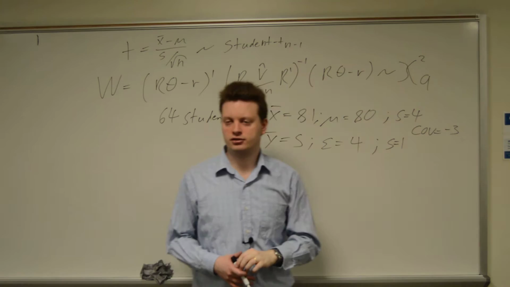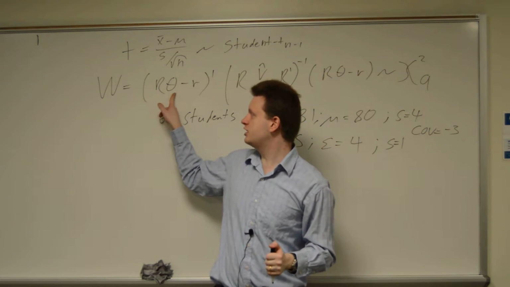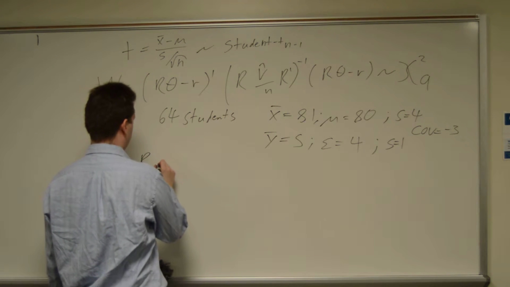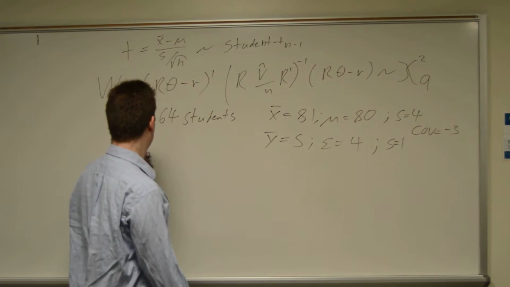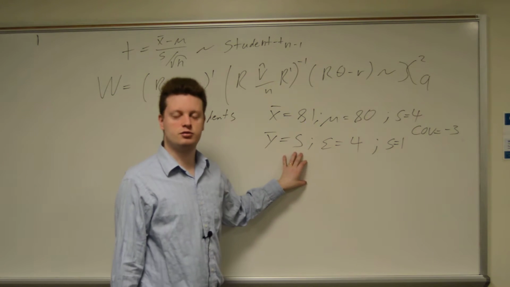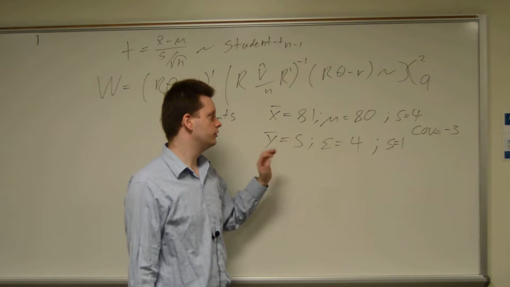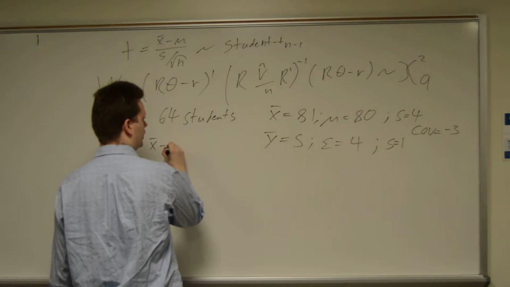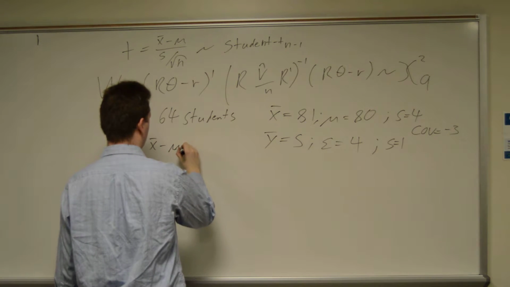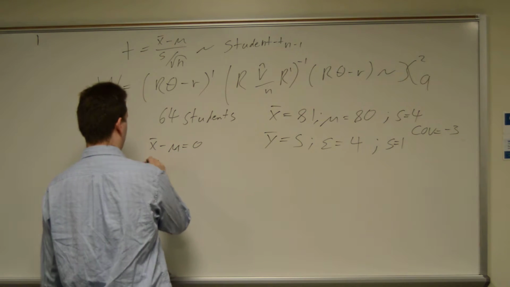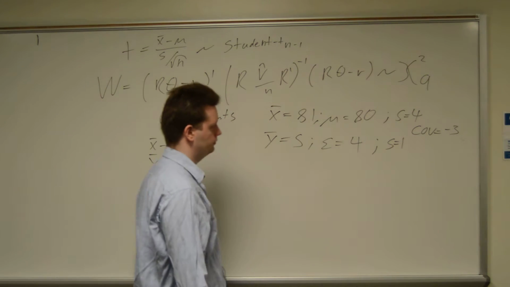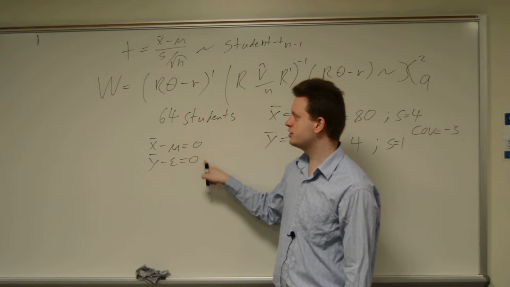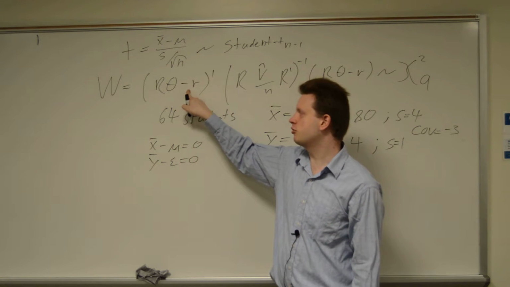So how do we get that? So what is R, what is theta, and what is little r? Well, big R here, or let me write this as a system of equations, which makes our life much easier. So let's call this top one x bar minus mu is equal to 0, and y bar minus epsilon is equal to 0. I have a system of two equations that both are equal to 0, and I need to get the same format here.